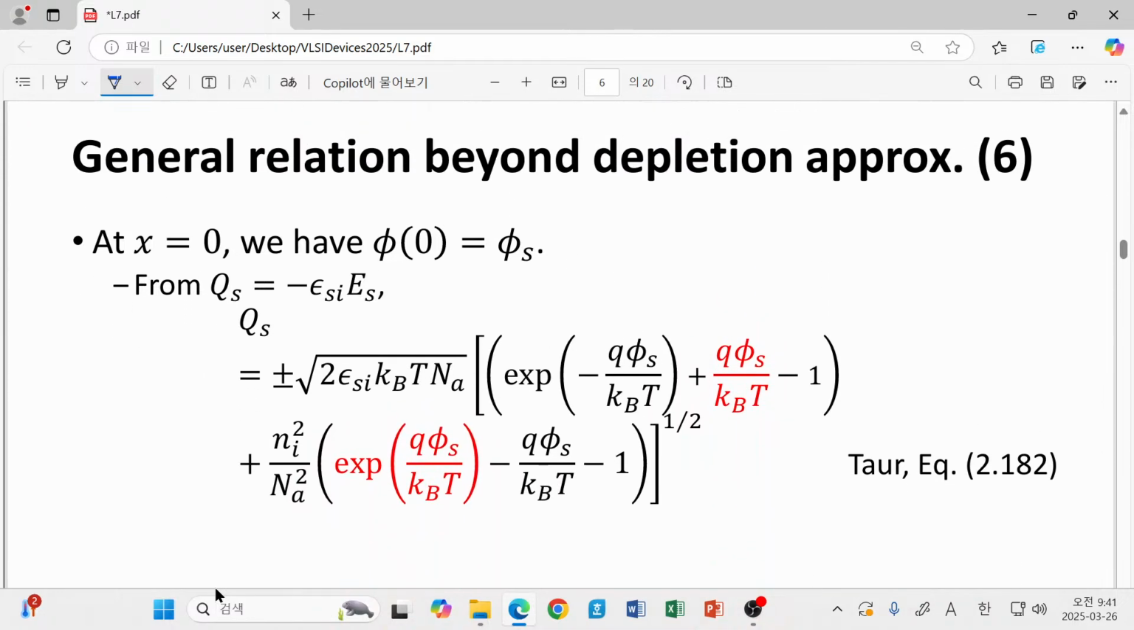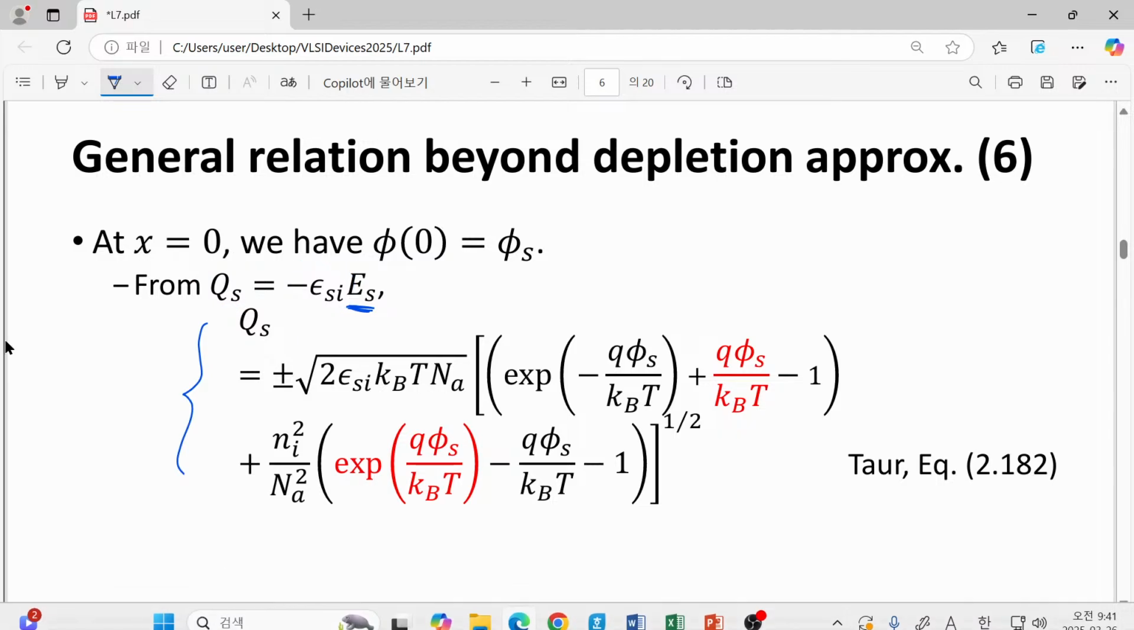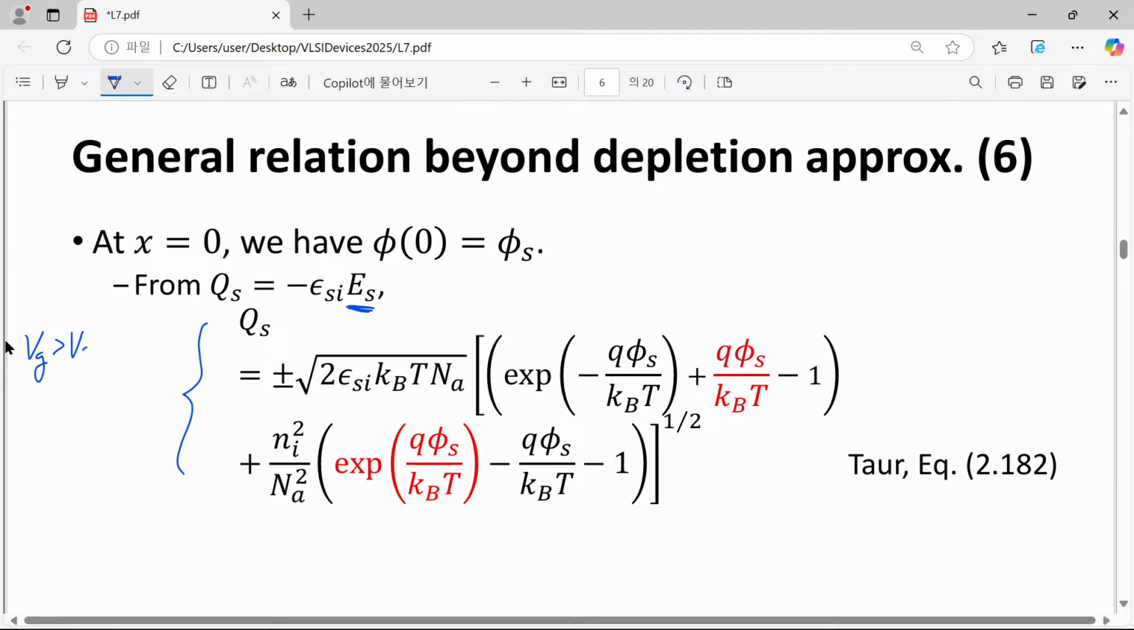Okay, so now we know the surface potential, and the surface potential can be easily converted into the integrated charge inside the semiconductor region by multiplying something. So now you will have this form. Once again here we have a positive negative sign, but please note that if we have gate voltage higher than flat band voltage, then we have to select this negative sign. So please think about this one.